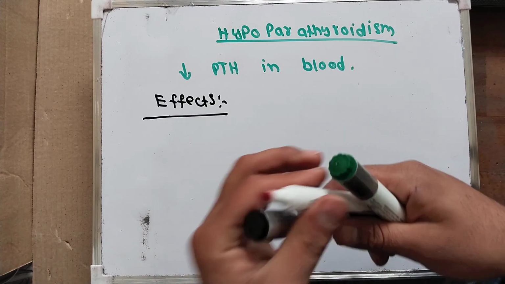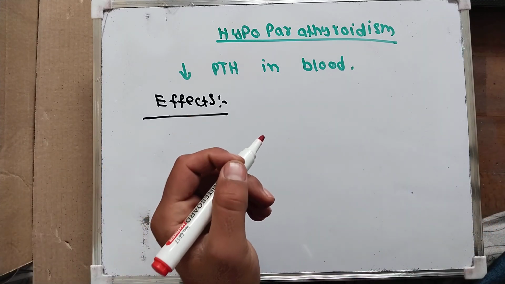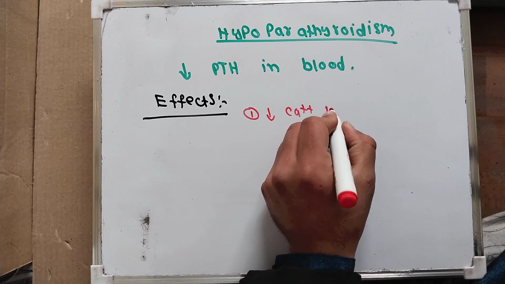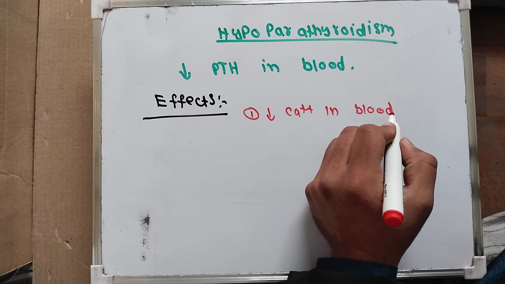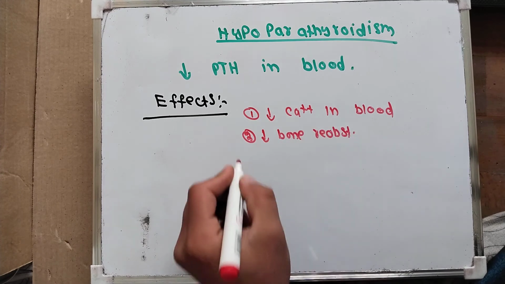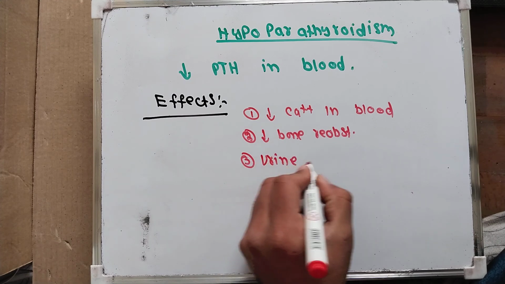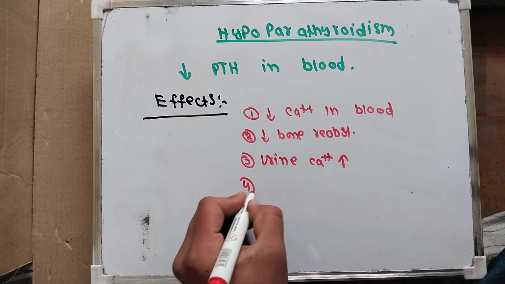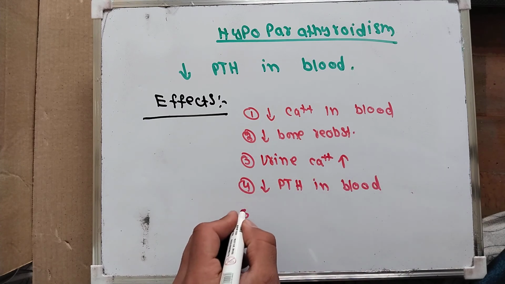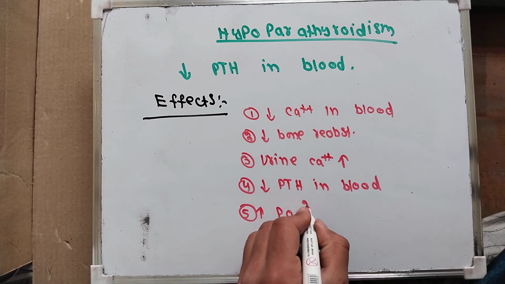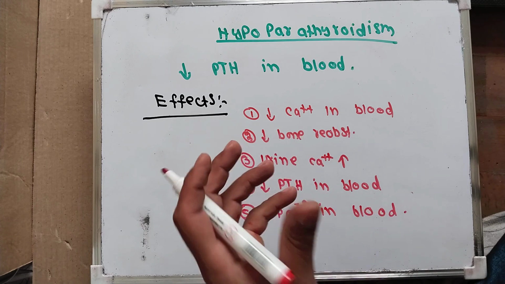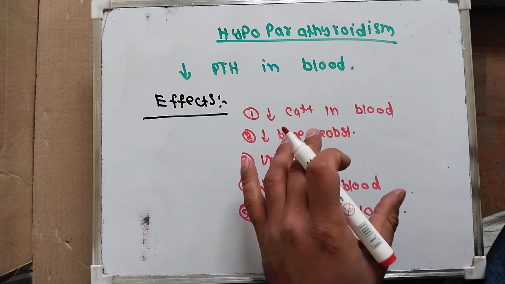Now we will talk about the different effects that occur in the body due to hypoparathyroidism. First of all, we have decreased calcium ion in blood. The blood level of calcium ion decreases. Second, we have decreased bone reabsorption. Third, we have a high concentration of calcium in urine. We have decreased parathyroid hormone in blood, which is actually hypoparathyroidism. We should not write it here, but let's write it. And thus we have increased phosphate in blood. You know all the mechanisms when we have the concept of hyperparathyroidism. If you know about hyperparathyroidism, you will know all about this. You should think about this.